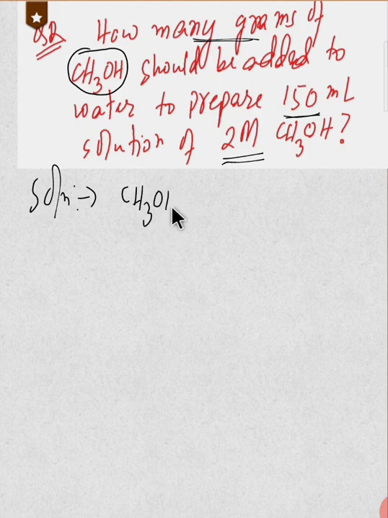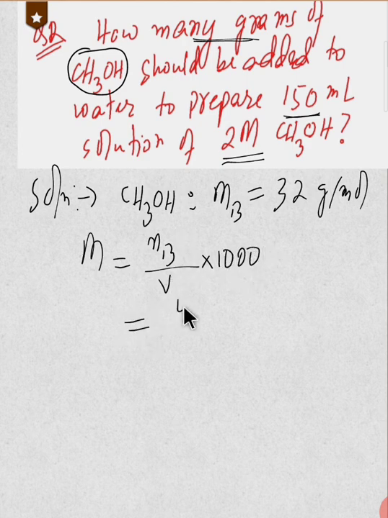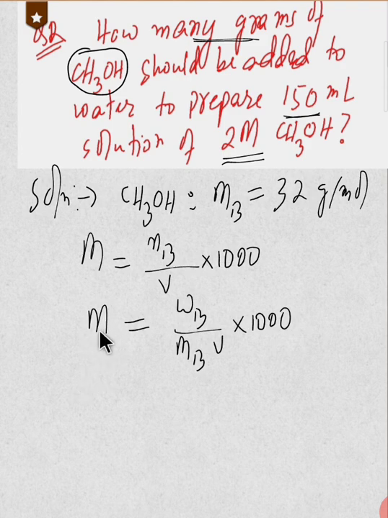The formula for molarity: the molecular mass of methanol is M. Methanol is the solute. Its value is 32 gram per mole. Now the molarity formula is the number of moles of methanol divided by the volume of solution in ml, multiplied by 1000. The number of moles is the mass of methanol divided by the molar mass of methanol, into V, into 1000. So this WB is to be calculated.